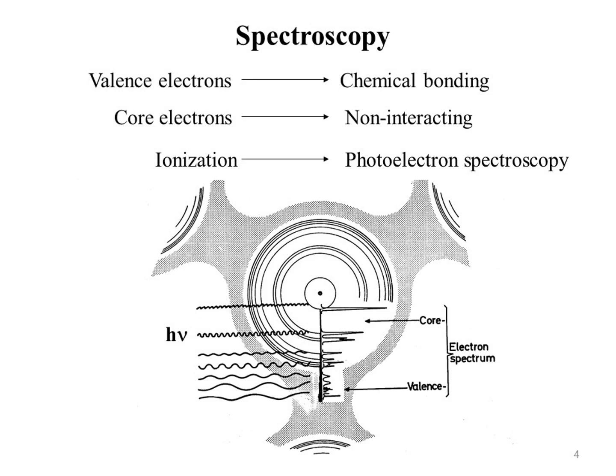Now we start from spectroscopy. In fact, spectroscopy is the interaction of electromagnetic radiation with matter, as you know. Valence electrons show chemical bonding, while core electrons do not take part in any interaction, and ionization results in photoelectron spectroscopy.